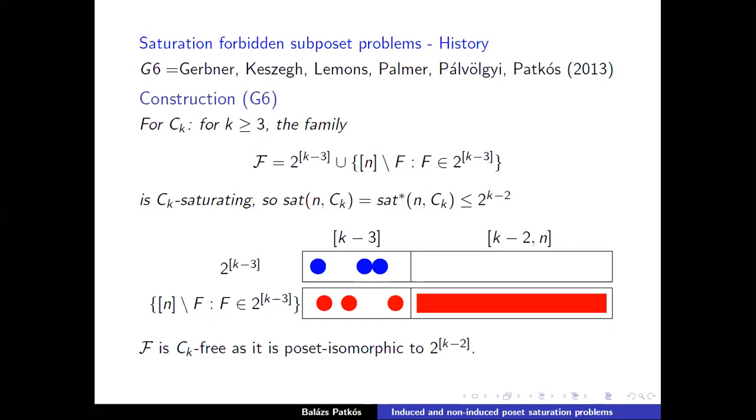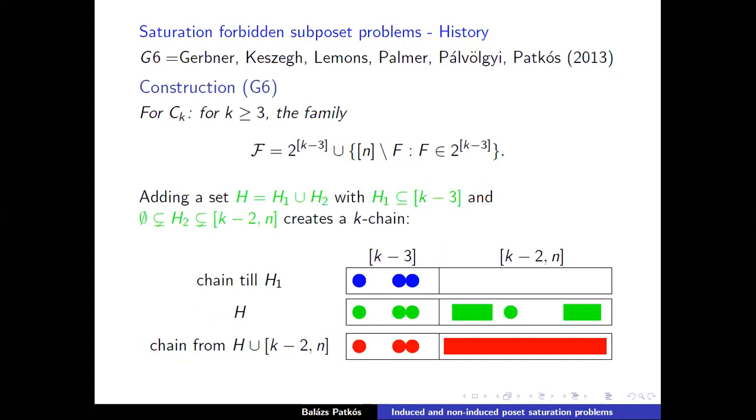So this is half of the thing. Now I have to show that it doesn't contain chains of length k, but if I add any new set, then it will contain a k chain. Why is that so? Let's add this green set H, and let's partition H into two parts.